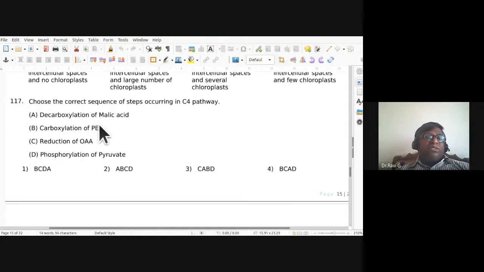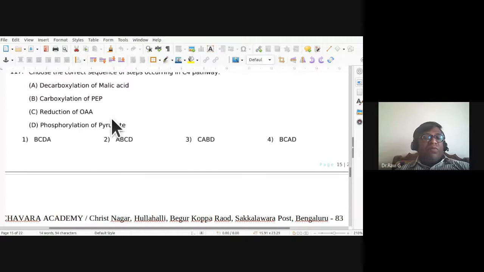Is it decarboxylation of malic acid? We have to choose it in the correct sequence: carboxylation of PEP, reduction of OAA, phosphorylation of pyruvate. So what are the correct steps involved here? The first step, I believe, is the carboxylation of PEP. Then there is the reduction of OAA. So BCAD comes as the fourth option, isn't it?